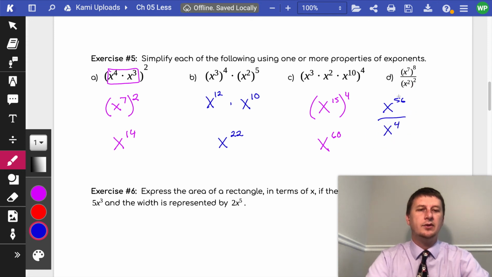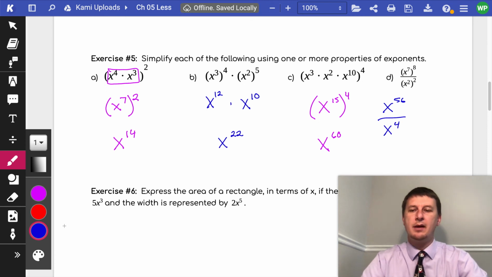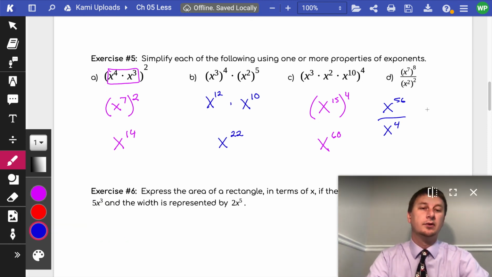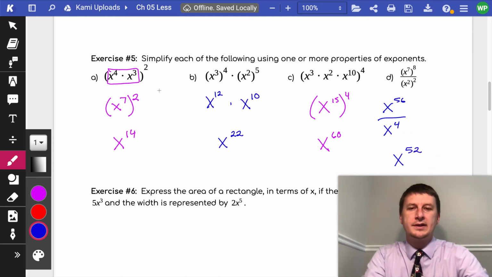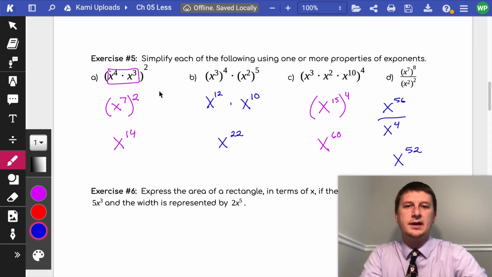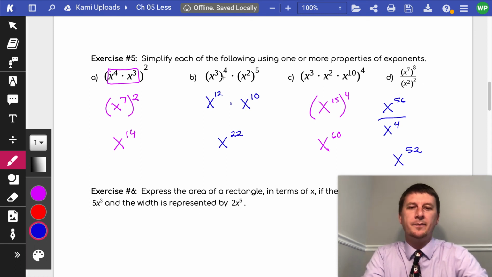And when we use our quotient rule here, this is the first time in exercise number 5 that we're using our quotient rule, we're going to keep our base, and our quotient rule says to subtract the exponents. So 56 minus 4 is 52. So right here we simplified 4 semi-complex exponential expressions using one or more rules in each of these cases.